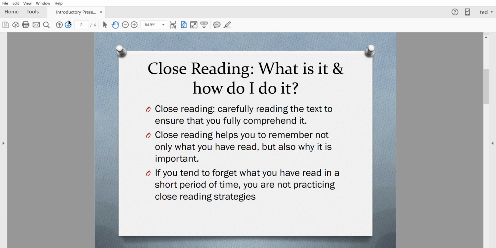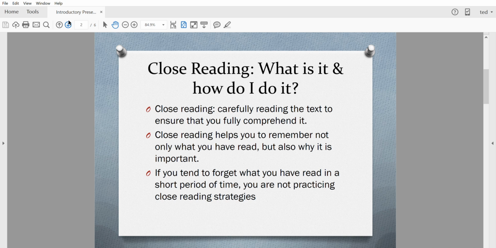Close reading, what is it and how do I do it? Close reading is the method of reading that you should be using for this class and really for any of your college classes. When close reading, you carefully read the text to ensure that you fully comprehend it. So if you have the problem of reading something for class and then by the time you get to class, you don't remember what you read, this is something that can help you. It helps you to basically narrow in on those elements that are most important. Since we're going to be doing a vast amount of reading for this course, that's something that you want to be able to pick up on rather quickly.